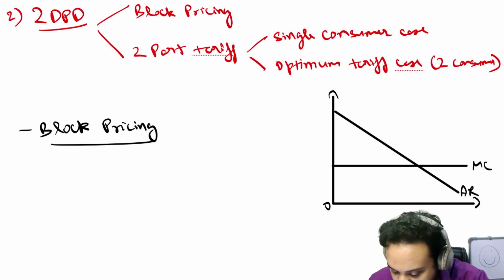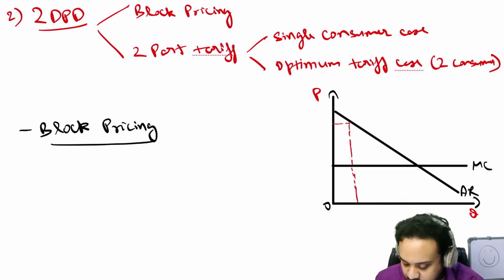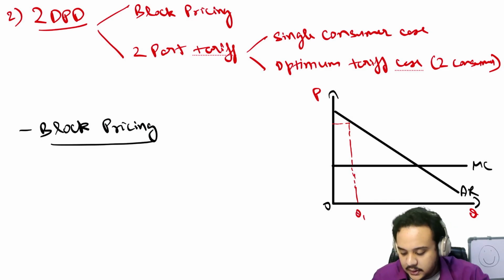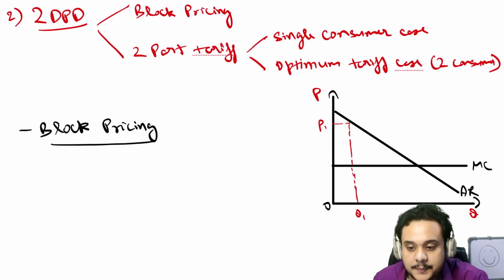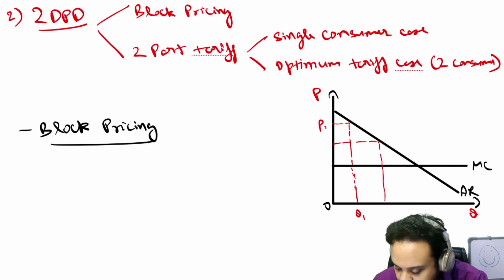Let us say we talk about this price, right? We know this is price, this is quantity. So this price is being charged for these people. Okay, for Q star people or Q1 people, P1 price is being charged for the first block, right? Let us now talk about the second block. This is Q2.